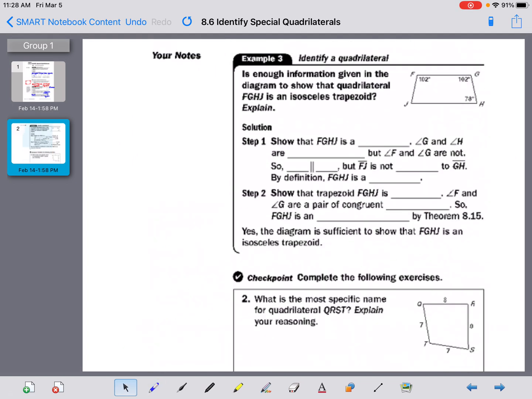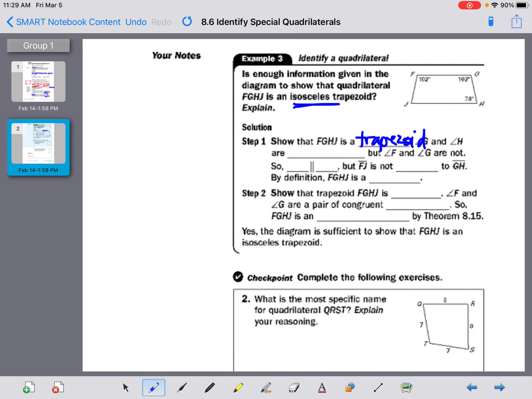And it says, is there enough information given this diagram to show this quadrilateral is an isosceles trapezoid? Okay, isosceles could be the key word here. Do we know that it's a trapezoid? There's nothing marked as far as parallel or anything. Remember, trapezoids have one pair of parallel sides.